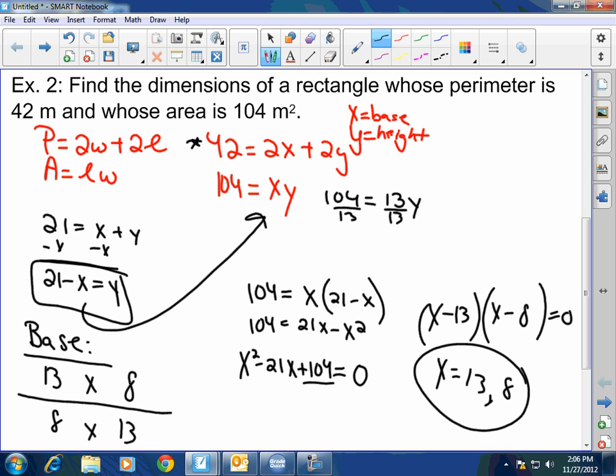I just solved for the width. Yes, sir. Which was x, right, my brother? But doesn't area, which is 104, equal base times height? So I plugged in the base of 13, and then I found my height of y. Thank you. Good question. Does that make sense? All right.